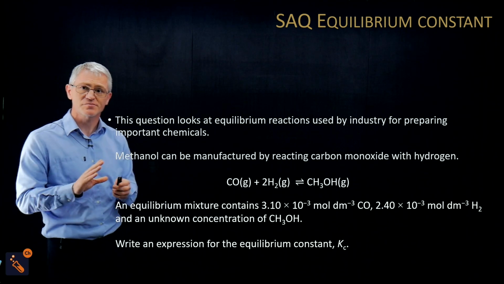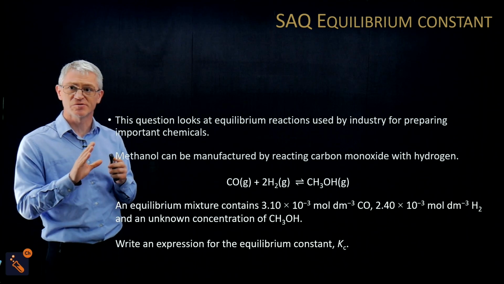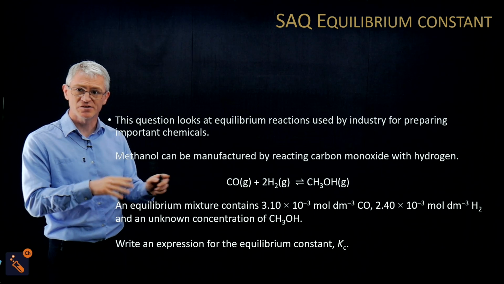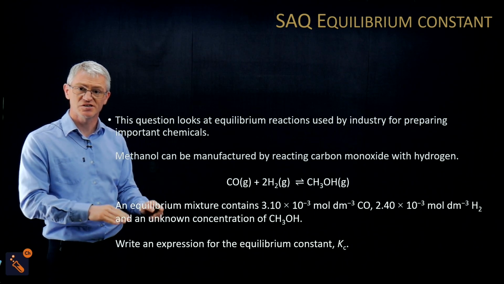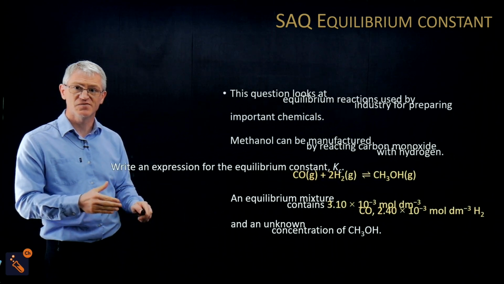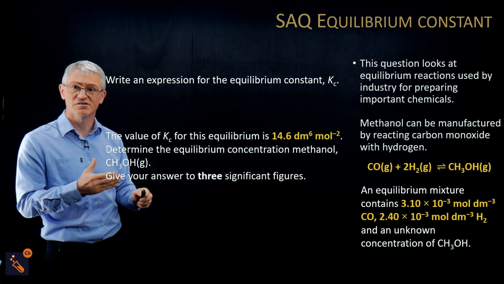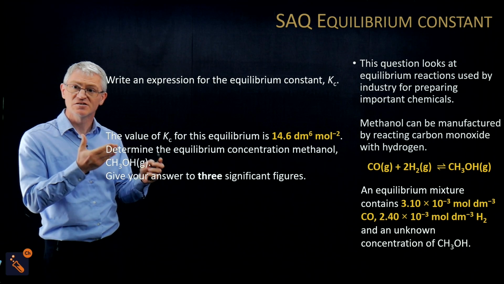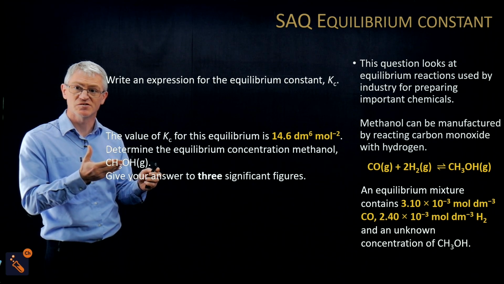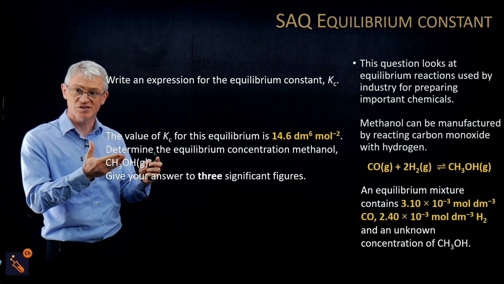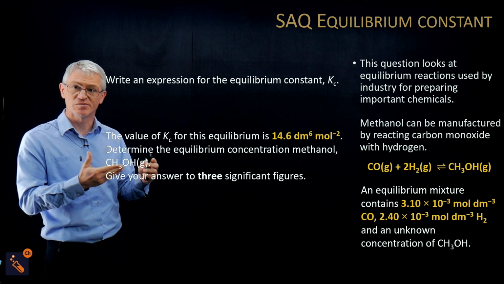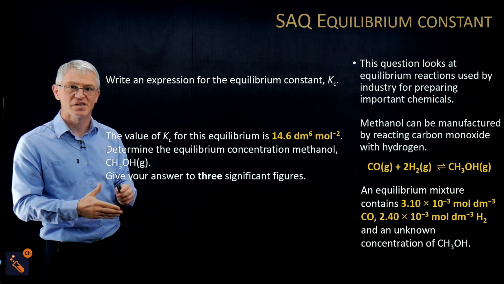Next one. So we're going to talk about the equilibrium constant again. Again, we've got methanol with this kind of setup, and we've been given an equilibrium mixture. Write an expression for that. So this is a very simple one. You can see the value for this is there. All we do is determine the equilibrium concentration of methanol for this question. So we've got to write the expression and determine the equilibrium concentration of methanol this time.